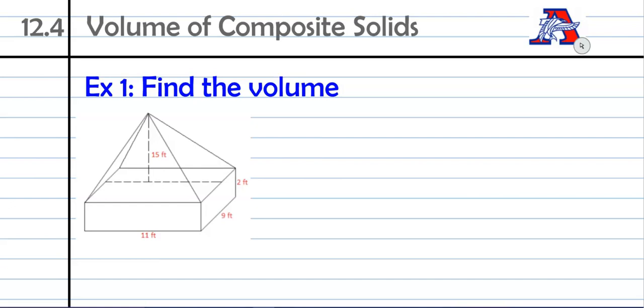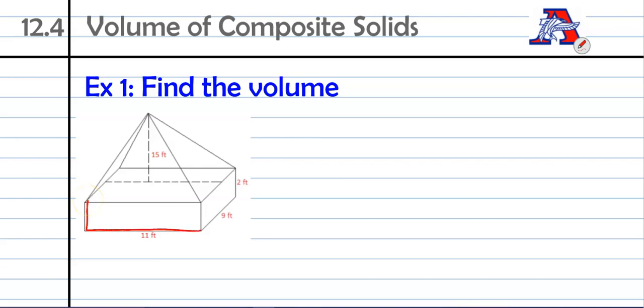You can draw it. It's kind of like a weird looking house. It looks like it has a rectangular prism on the bottom, and then a rectangular pyramid on the top. So we're going to be finding those two volumes and then adding them together, okay? I'm going to color code things a little bit here.